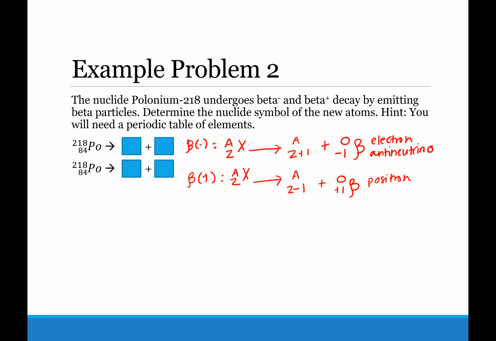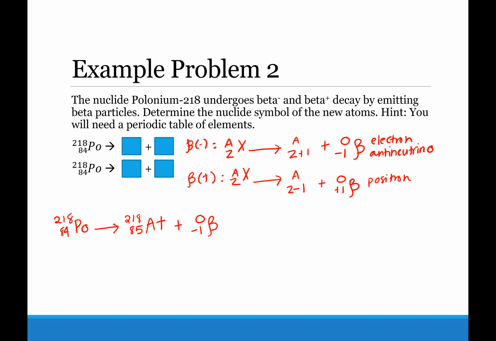So to work this problem, the first one that we're going to do is the beta minus decay. So 218, 84, Po yields. So we have A, which is not changing, and then we have Z plus 1. So 84 plus 1 is 85. And if we look on the periodic table of elements, we can see that element number 85 is astatine. So At plus 0 minus 1 beta particle. And it's as simple as that.